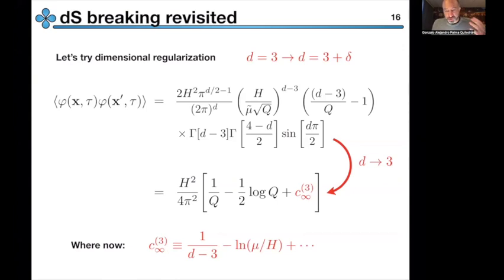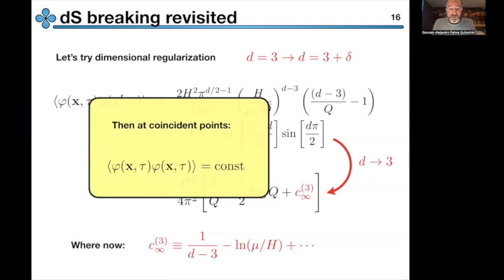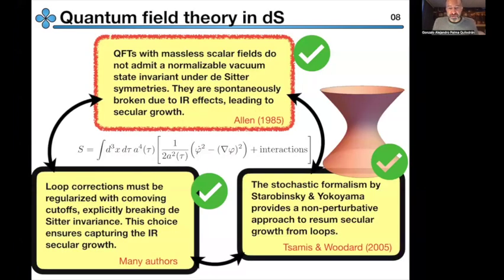So you can see there is no secular growth. And in fact, this result means that the two-point function at coincident point is just a constant. So in my opinion, this result reveals that there is a misunderstanding about the non-existence of normalizable vacuum states invariant under de Sitter isometries. If you work with a massless scalar field, well, your vacuum state will be non-normalizable. That means that you will have some divergences. You have to deal with them. But that doesn't mean that the de Sitter isometries are going to be broken.